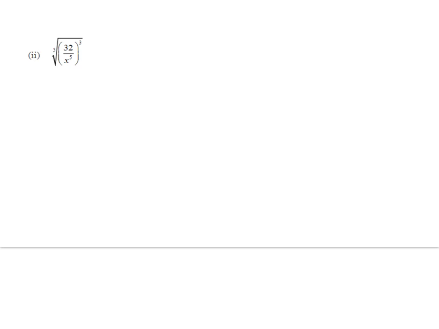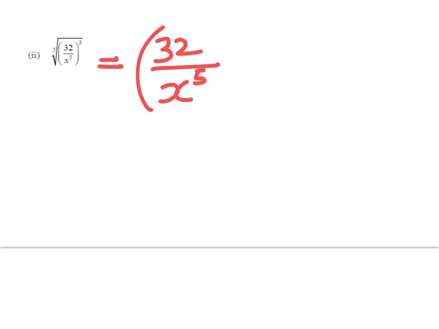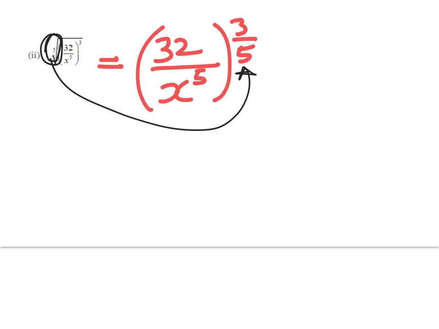Okay, so here we've got a surd of some kind. The first thing we want to do is to get rid of the surd sign and rewrite it with a fractional power. So it's going to be 32 over x to the power of 5, to the power of 3/5. Right, now I'm doing that because here I've got that little number 5, so that's the denominator in my fraction. Right, next step, let's break it out.